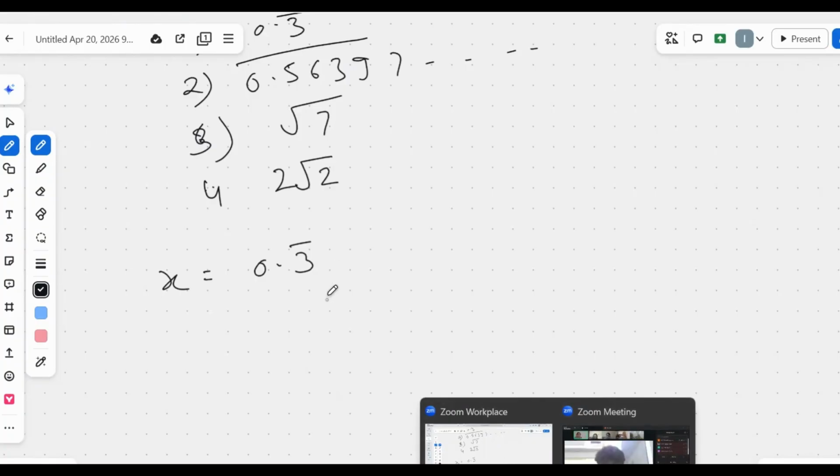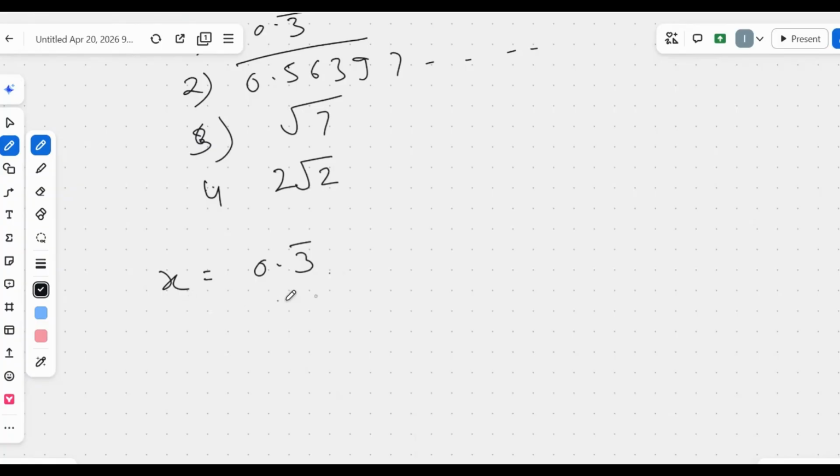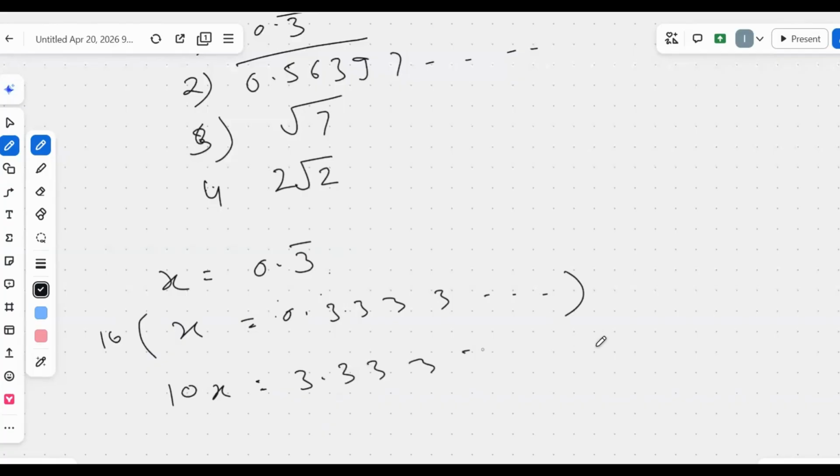So here, x is equal to 0.3 bar. It can be written as 0.33333333, and so on. Now I'll multiply the whole thing by 10. So now your equation will become 10x is equal to 3.333333 and so on.